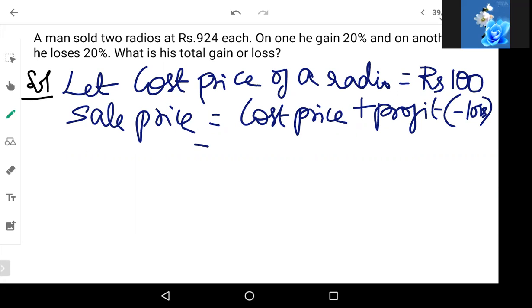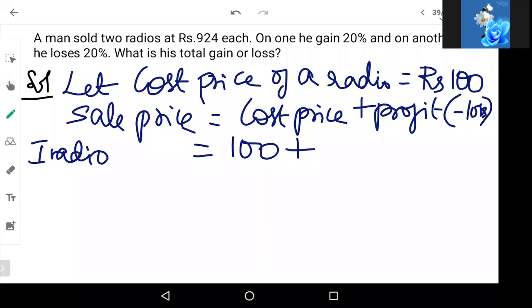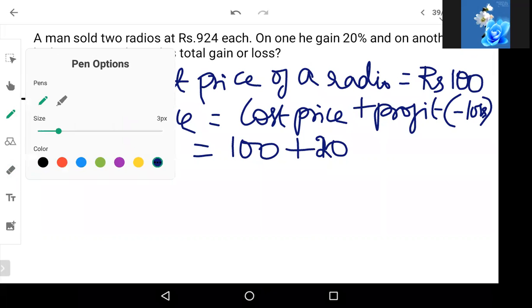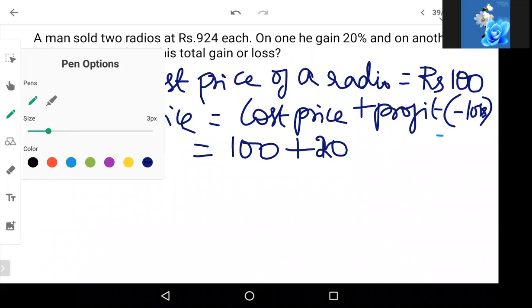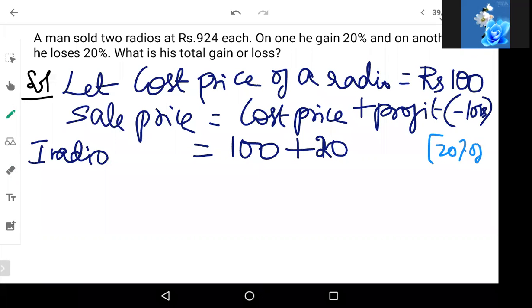So here cost price is 100 plus profit, for the first radio, what is the profit? First radio, profit is 20%. So 20% of 100 will be 20 rupees. If you want, you can write it down here: 20% of 100.